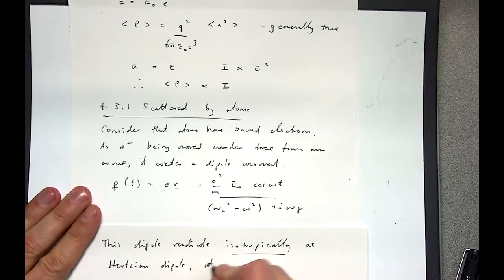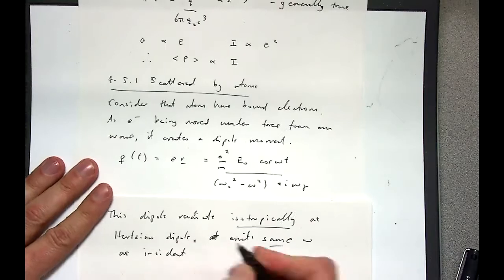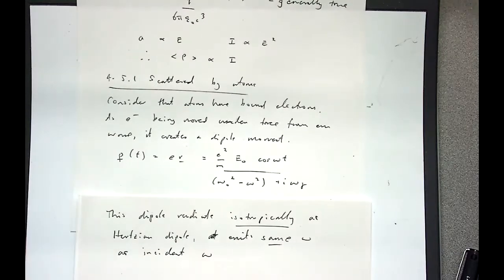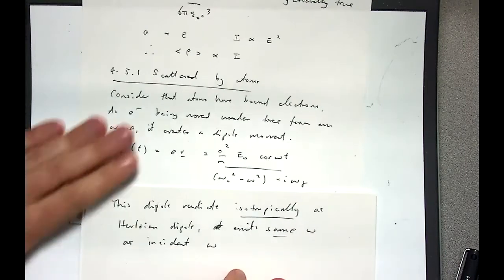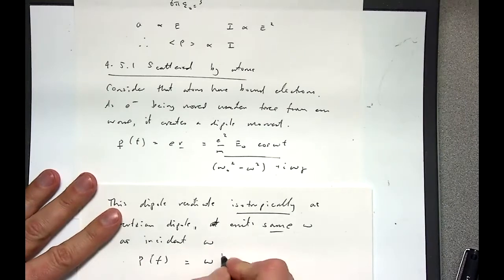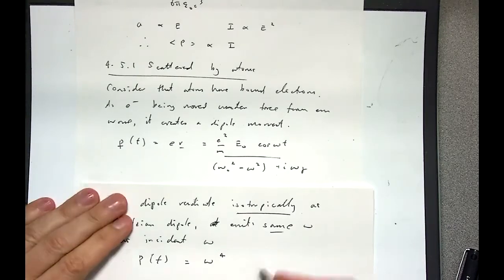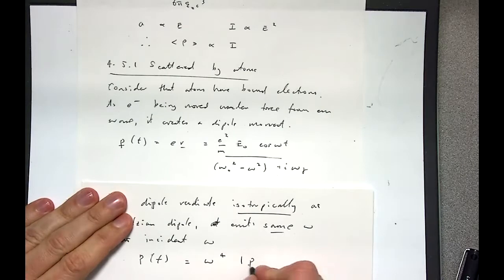Okay, and it emits the same omega as the incident omega, because the electrons are moving up and down at the same time that the electric field's going up and down. Okay? And the power, as a function of time, goes as omega to the 4th. That's a very strong scaling. So if I double the frequency of the incident radiation, the power goes up by a factor of 16, which is enormous. It obviously depends on the overall size of the dipole moment that is created.